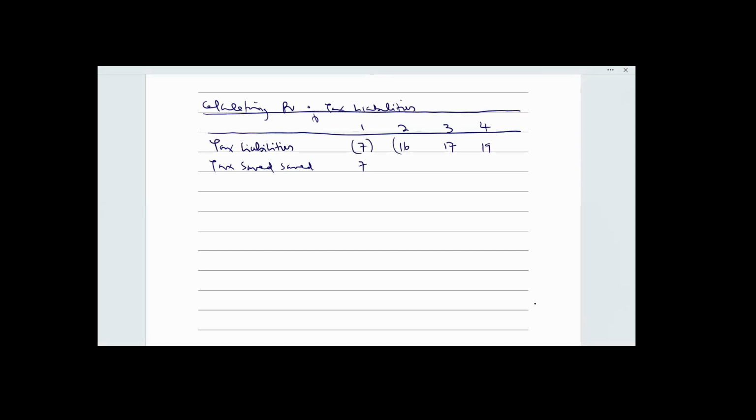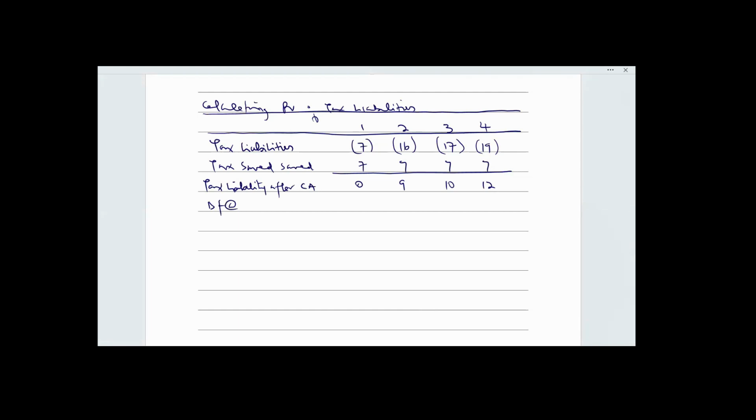This one is in brackets: 7, 7, 7. So what's the difference? Here is 0. Here is 9. Here is 10. Here is 12. So this represents the net tax that the company will pay. That's tax liability after capital allowance, or net tax liability. So let's call this one tax liability after capital allowance.